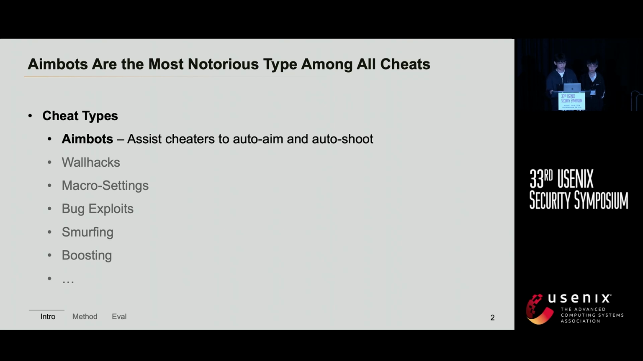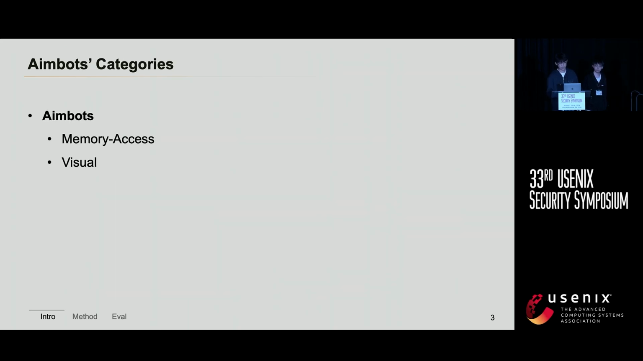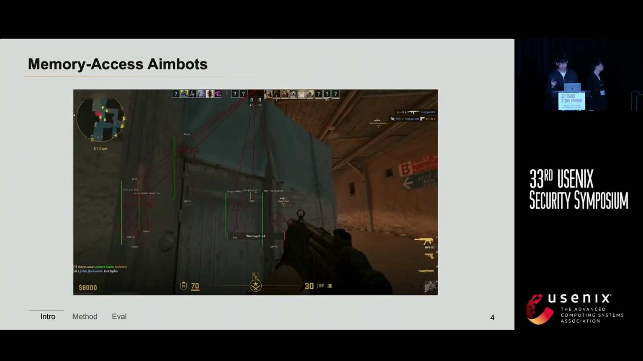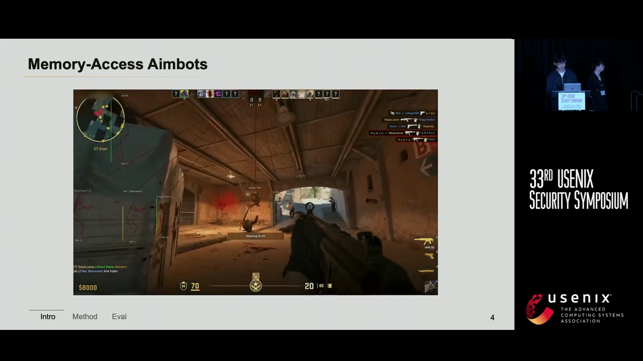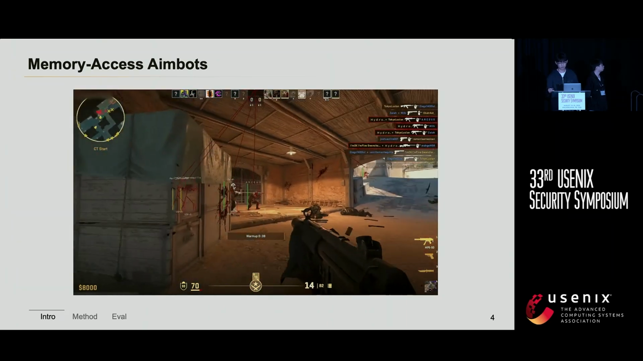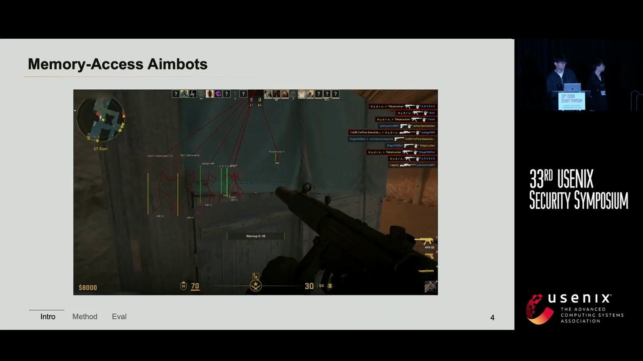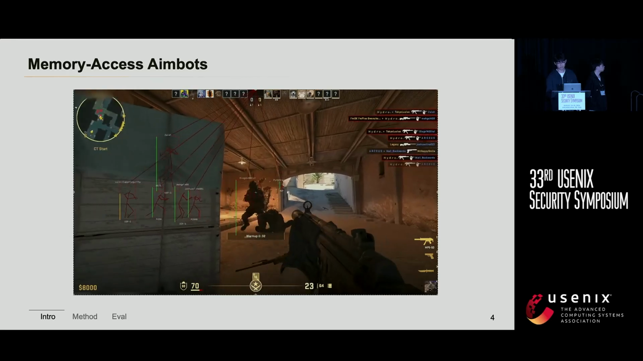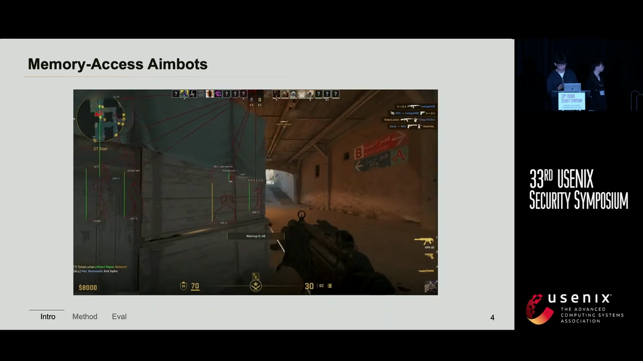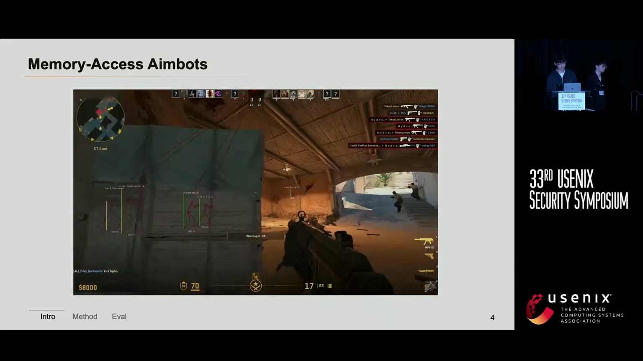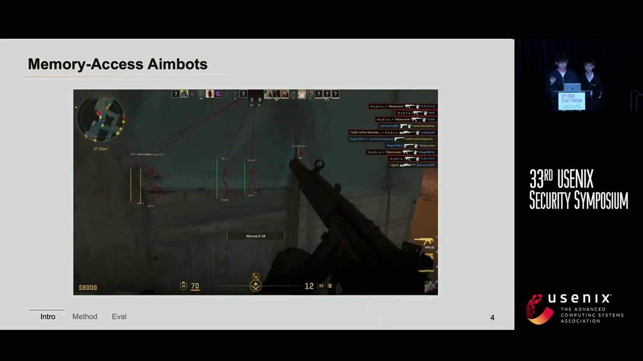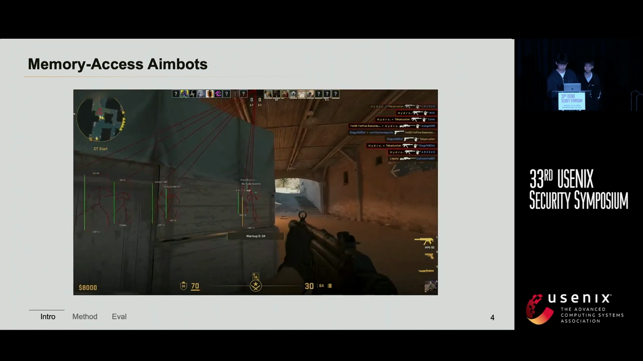So what is an aimbot? An aimbot basically assists cheaters to aim and shoot automatically, so it sabotages the game experience. We can further divide aimbots into two categories, the memory access aimbots and the visual aimbots. The memory access aimbots are the traditional ones. They access the position state information on the client stored in memory to navigate peripherals such as a mouse or a controller so that they can auto-aim and auto-shoot. In this video, you can see that even if the cheater does not have the opponents in view, he or she still knows their exact locations.